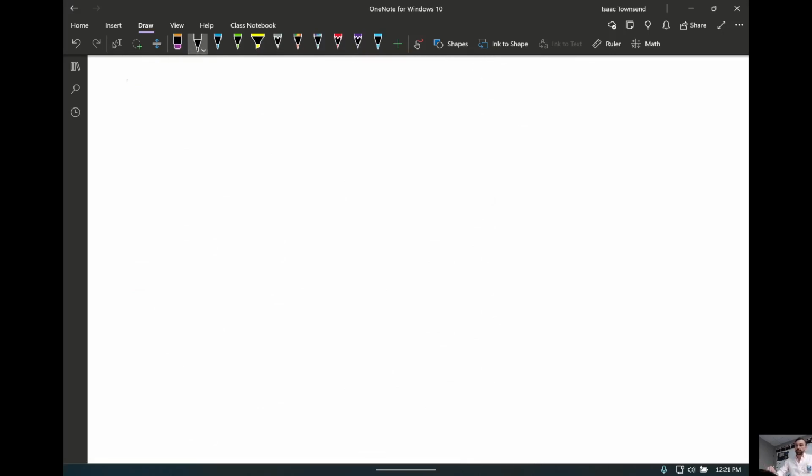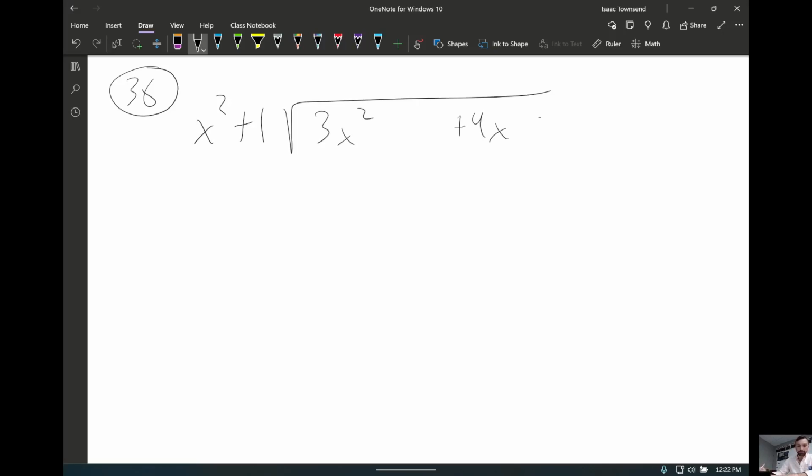All right, and then 36 and 37 were long division, synthetic division practice. So 36, this one would have to be long division because synthetic division can't divide by things like this. Synthetic division can only work if it's x plus a number or x minus a number or a different variable, but not an x squared.